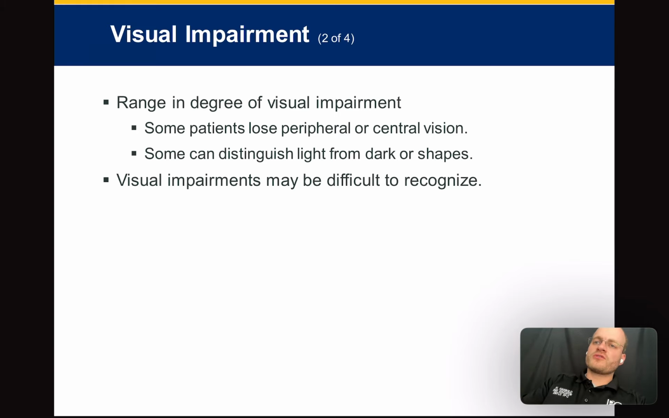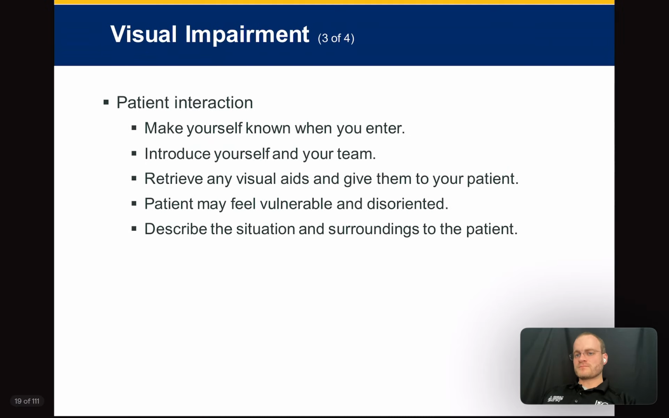Some patients could have loss of peripheral vision, which is the outside vision, or central vision. Some can't distinguish light or dark, or shapes. There's colorblindness. Colorblindness is much, much more common in men. It almost exclusively happens in men. And the most common is red-green color blindness. And so, make yourself known when you enter the room.